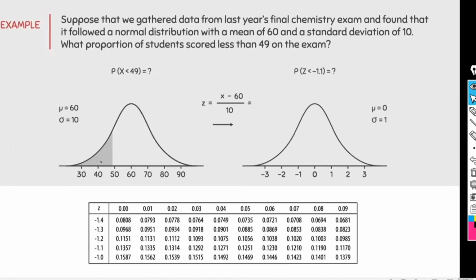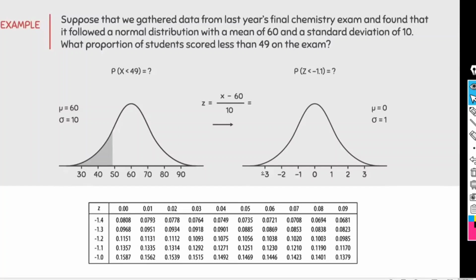Now, whatever the value is there, it is the left side area only. And you want the left side only. So, this is the direct answer. If you want the right side answer, you have to do 1 minus. If you want the left side area, directly take the answer you have here. So, the z table always gives you the left side only.